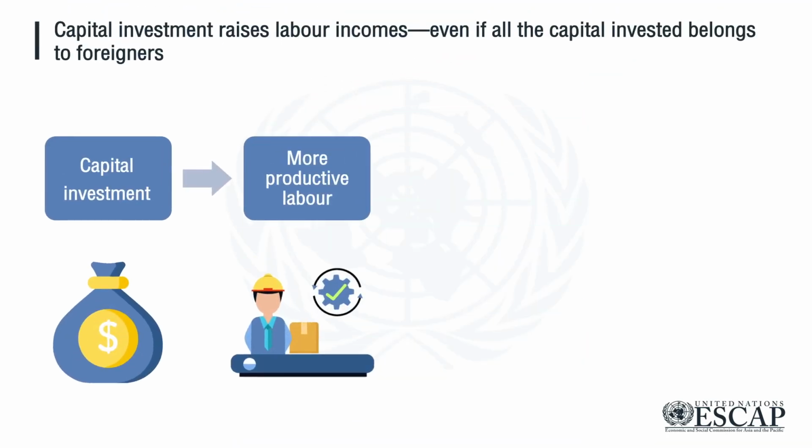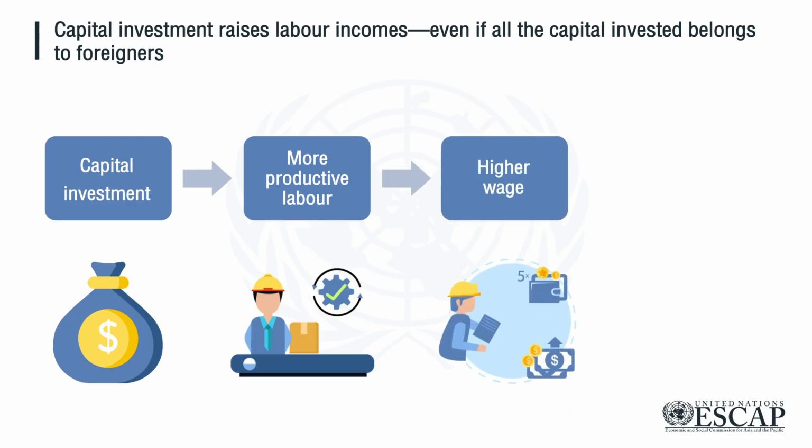Labor is the most important resource owned by households, especially poor households. What happens to employment and wages has a direct and large effect on household incomes. Labor is more productive when combined with greater quantities of capital, land, or other inputs, or with better technologies. That is how capital investment raises labor incomes, even if all the capital invested belongs to foreigners.